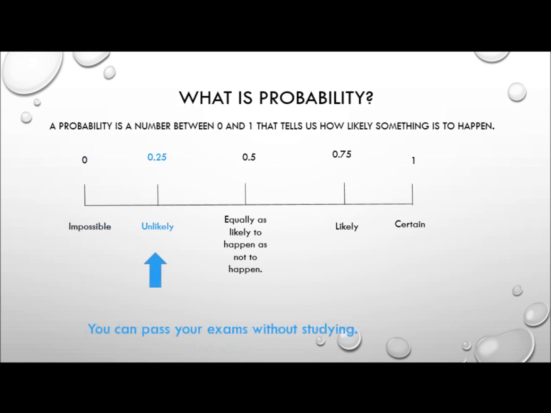A probability of between 0 and 0.25, generally on a maths exam you will see something like a probability of 0.25 and asked to put in words what that means. It means unlikely. For example, it's unlikely that you'll pass your exams without studying, although to be honest your probability is probably considerably lower than 0.25, only very, very marginally higher than 0. But a probability of 0.25 just means it's unlikely to happen.